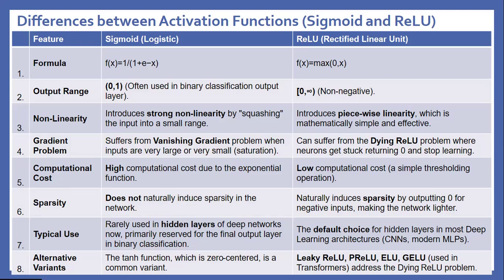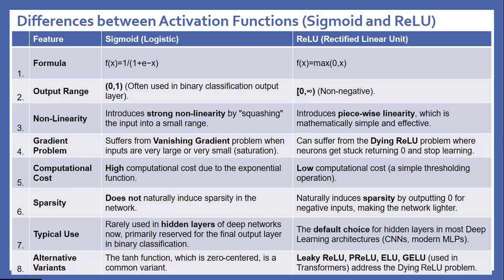Computational cost: sigmoid has high computational cost due to the exponential function. ReLU has low computational cost, a simple threshold operation. Sparsity: sigmoid does not naturally introduce sparsity in the network. ReLU naturally introduces sparsity by outputting zero for negative input, making the network lighter.